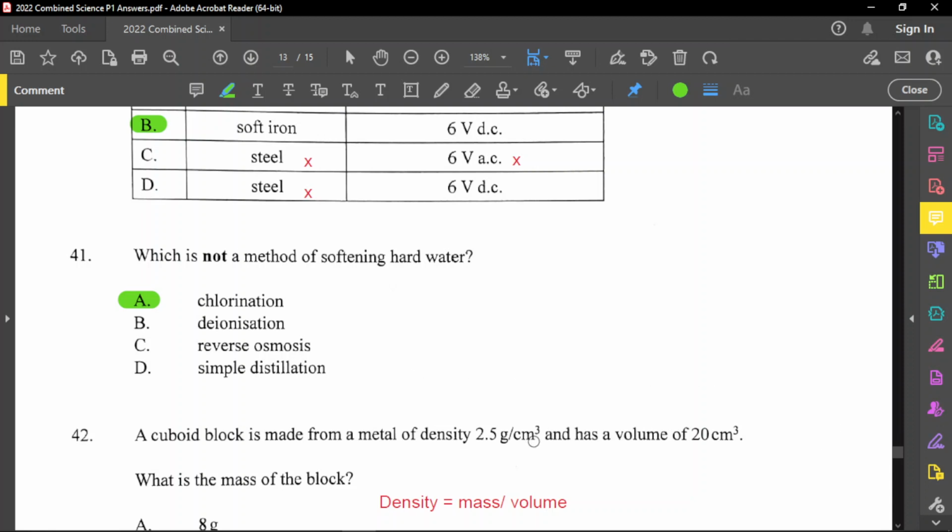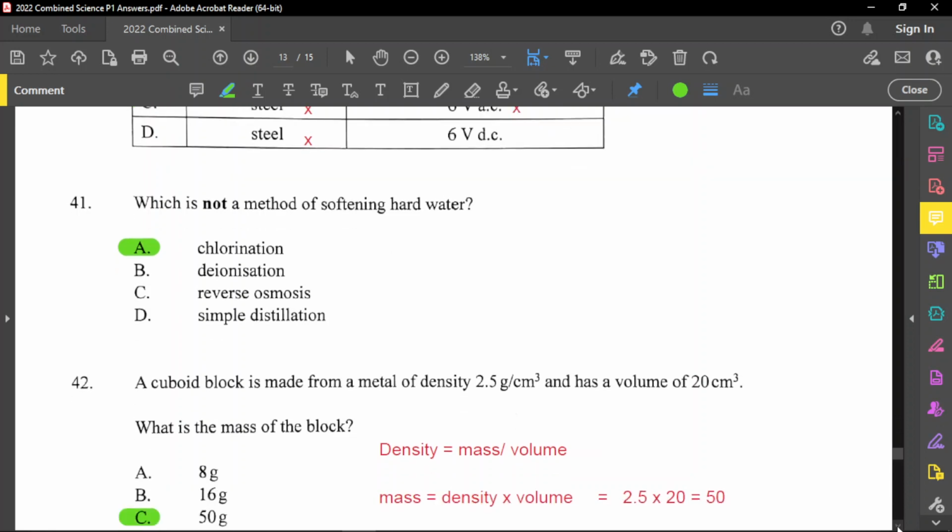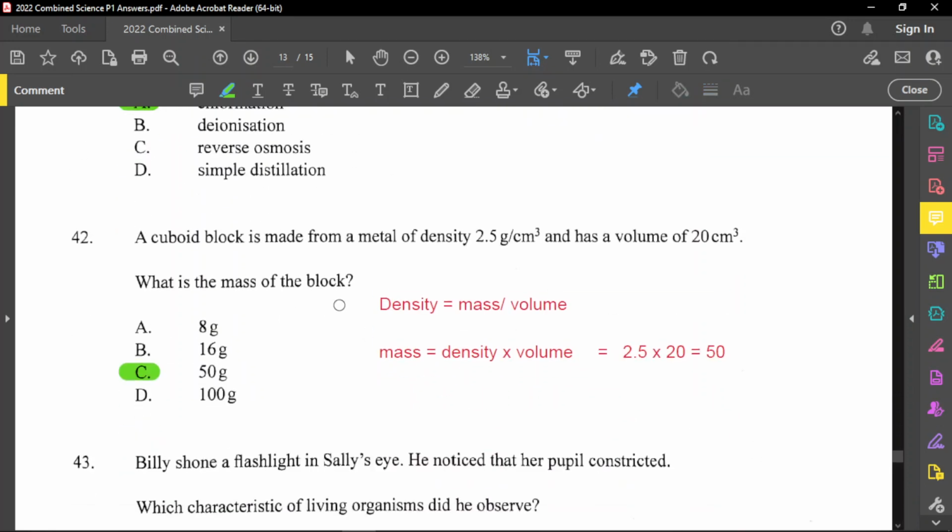42. A cuboid block is made from a metal of density 2.5 grams per centimeter cubed and has a volume of 20 centimeters cubed. What is the mass of the block? All right, so let's talk about that now. Just to make a note, density is equal to mass over volume. So therefore mass must equal density multiplied by volume. So 2.5 multiplied by 20 equals 50 grams. All right, and so C is the correct option there.